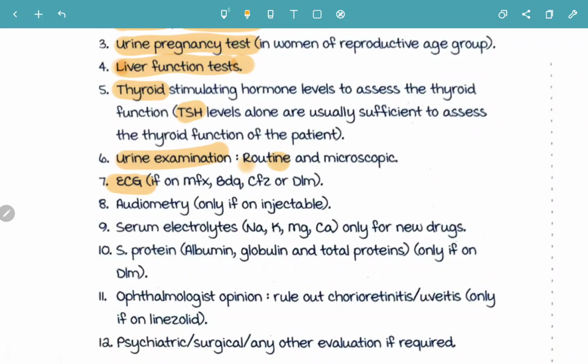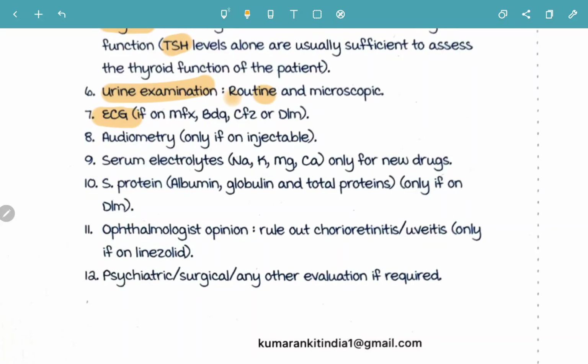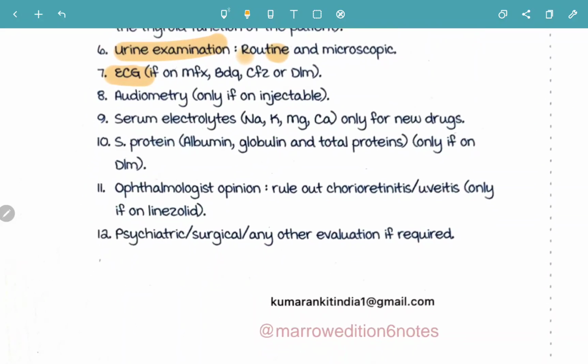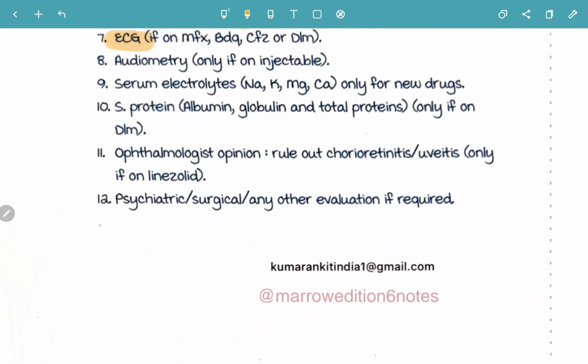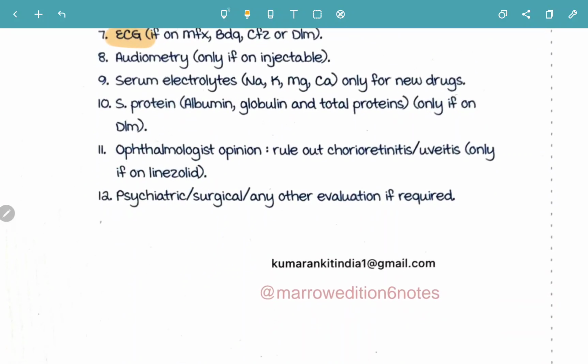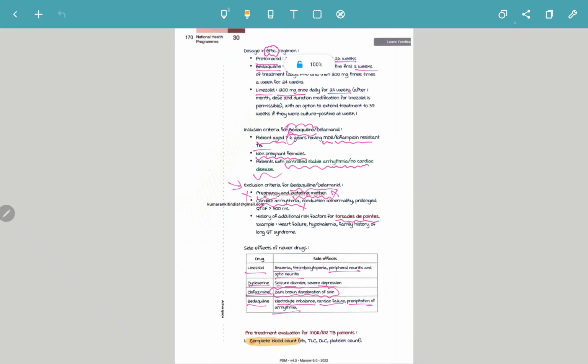Audiometry, for those on injectable drugs, because streptomycin and such drugs are ototoxic, right? So audiometry can be done. Serum electrolytes like sodium, potassium, magnesium, calcium. Serum protein like albumin, globulin and total proteins. Ophthalmologist opinion, psychiatric opinion. All these can be done for the pre-treatment evaluation of MDR TB.